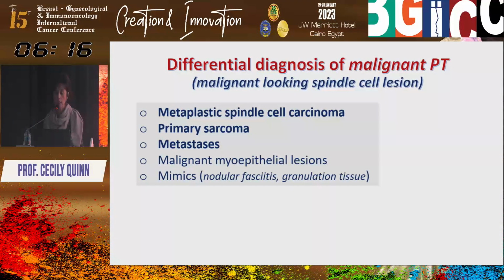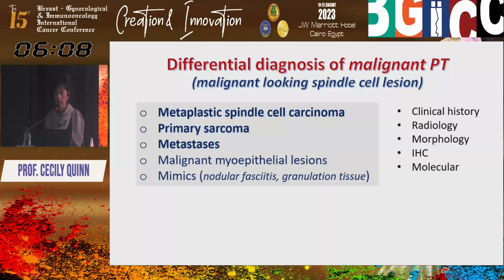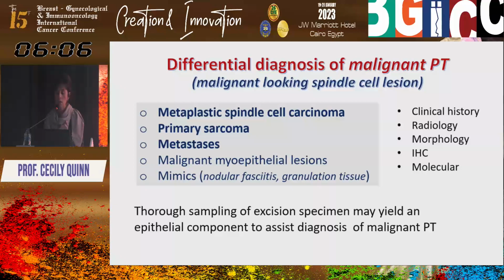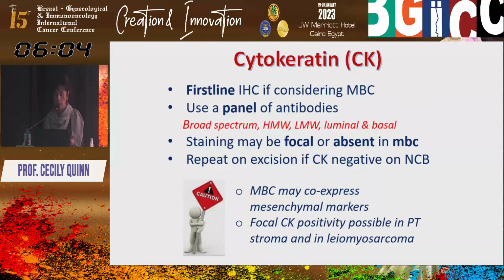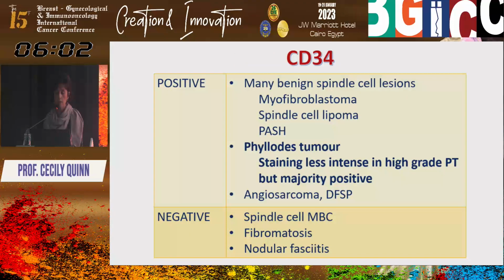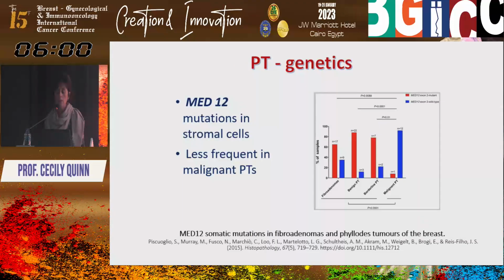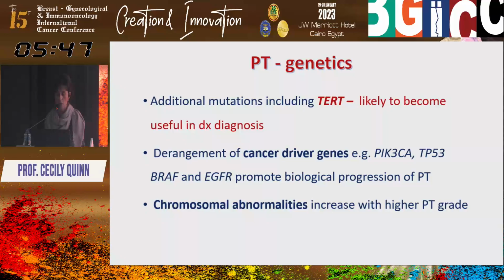So the differential diagnosis of a malignant phyllodes tumor is really that of a malignant-looking spindle cell lesion, which we've discussed earlier. Again, take account of all of the information, thorough sampling, we talked about cytokeratin and CD34. So when it comes to the genetics then, MED12 mutations are present in the stromal cells, less frequent in the malignant phyllodes tumors. So that may be helpful in the future in categorization.